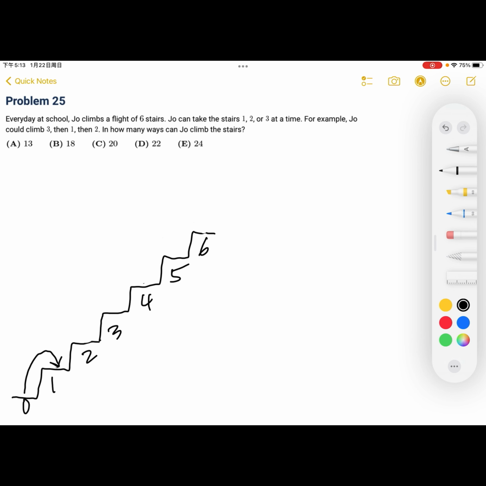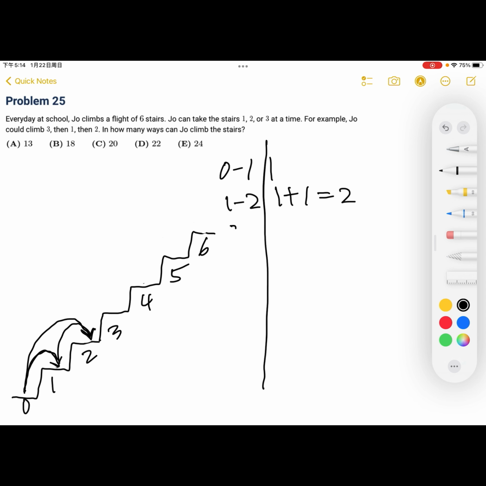So I'll say that is one way. And then from 1, so that's 0 to 1. And then from 0 to step 2, then we can either take 2 small jumps or take a 2-step leap from step 1. That's 1 way plus 1 way, which equals 2 ways. This is from step 1 to step 2.